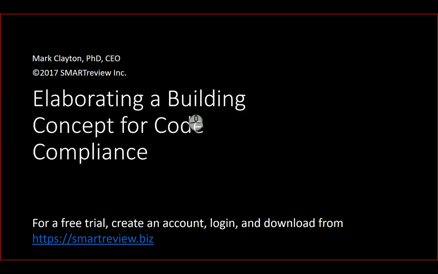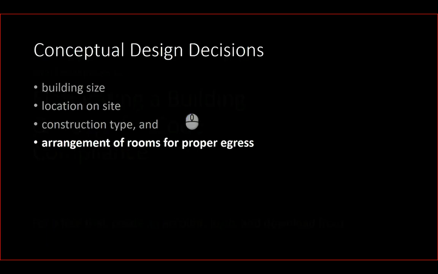Having started a building design right from the very beginning stages in Revit, we can keep on elaborating the building throughout the design process. And using sMARTreview APR, we can keep it in code compliance as we go. At this conceptual design stage, the next step, having got the building size, location, and construction type right, is to work on an arrangement of rooms for proper egress.